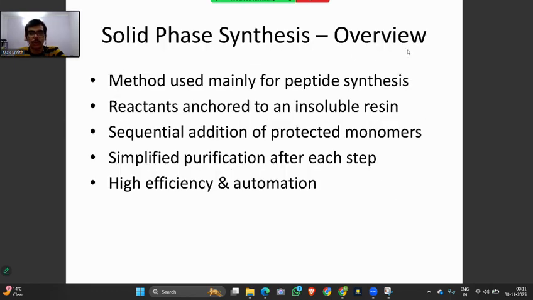Solid phase synthesis overview. Method used mainly for peptide synthesis. Reactants anchored to an insoluble resin. Sequential addition of protected monomers. Simplified purification after each step. High efficiency and automation.